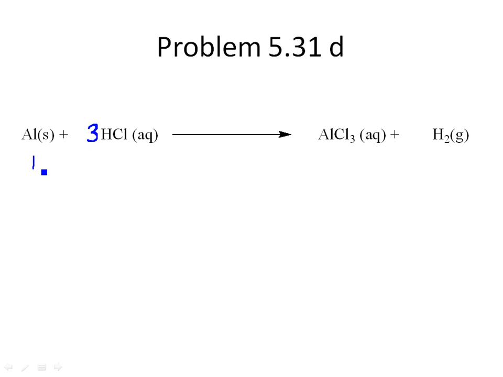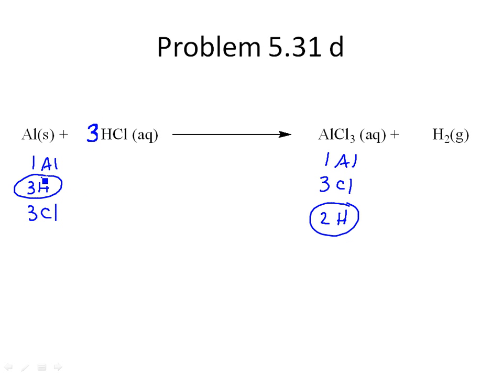So if we look here, we've got 1 aluminum on both sides. We have now 3 hydrogens and 3 chlorines. We have 3 chlorine atoms, but we have 2 hydrogens. So this is our issue here. We have 3 hydrogens on one side, and we have 2 on the other. So what number can we put here that would make these equal each other?